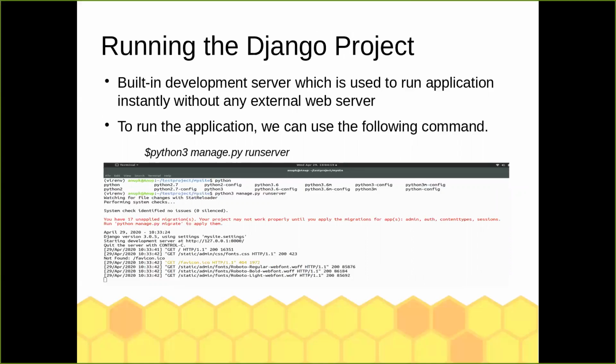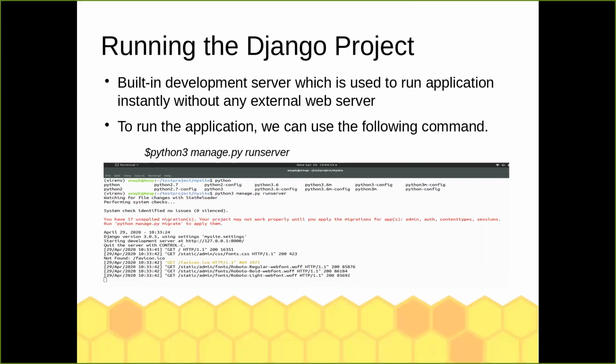Running the Django project. Django project has a built-in development server which is used to run the application instantly without any external web server. It means we don't need Apache or another web server to run the application in development mode.